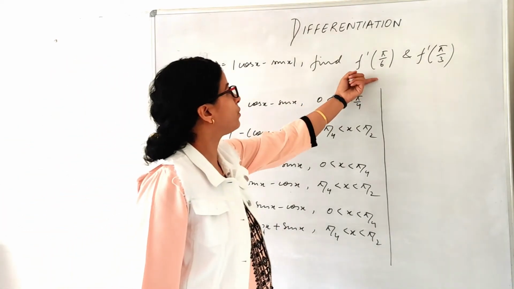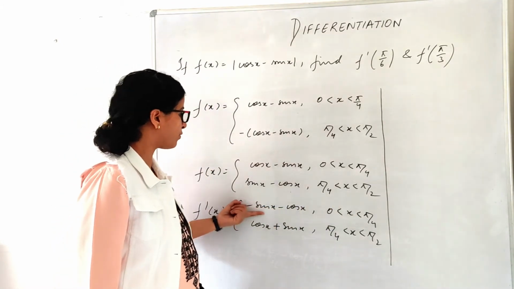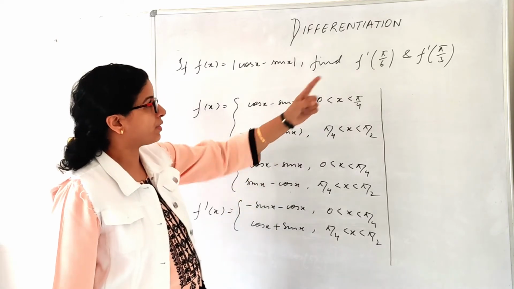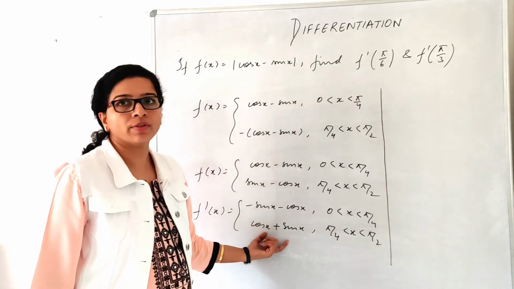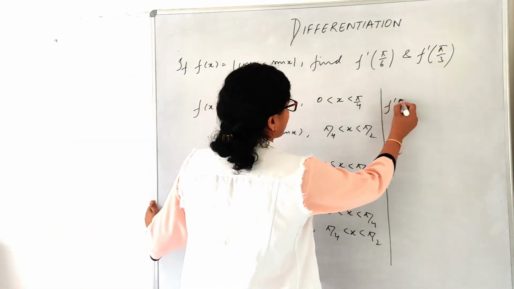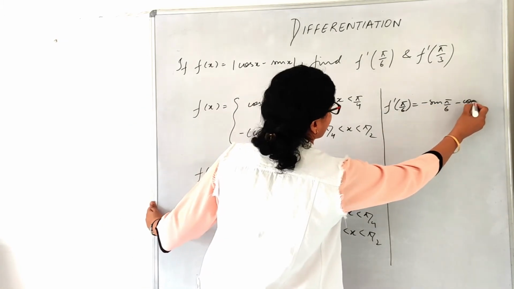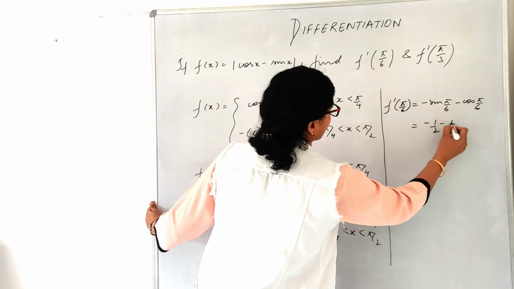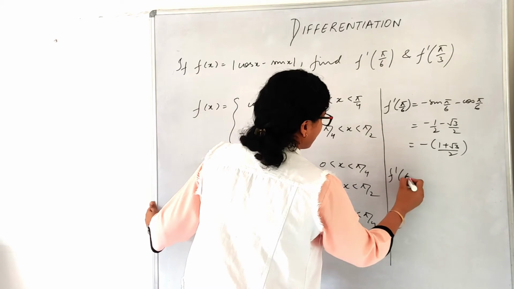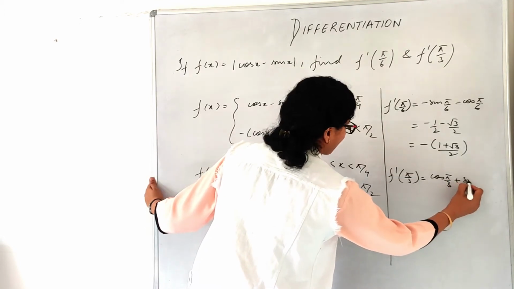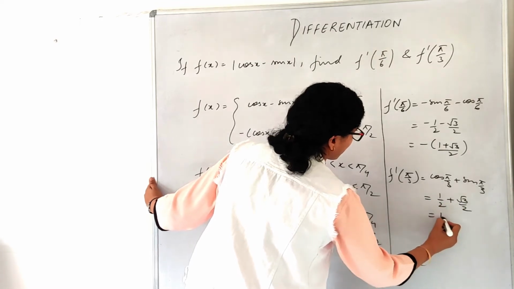So now I have to find the value of f dash pi by 6. Pi by 6 lies in this region, so this will give me the value of f dash pi by 6, and f dash pi by 3 lies in the region pi by 4 to pi by 2, so this function will give me the value of f dash pi by 3. f dash pi by 6 equals minus sin pi by 6 minus cos pi by 6, that is minus half minus root 3 by 2, which is minus 1 plus root 3 by 2. f dash pi by 3 is cos pi by 3 plus sin pi by 3, which is equal to 1 by 2 plus root 3 by 2, so 1 plus root 3 by 2.